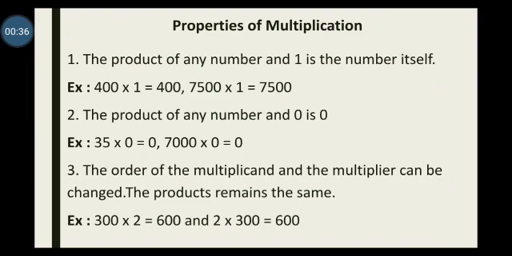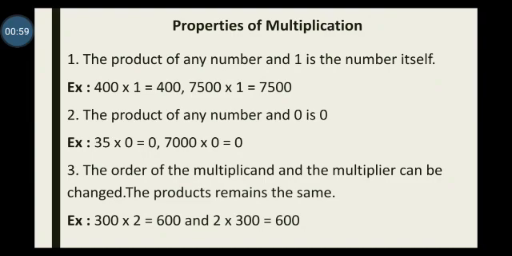Although we have discussed these properties a little bit while doing our recapitulation exercise, let us do them fresh. So, the first property is that when we multiply any given number by 1, what answer do we get? Yes, we get the number itself.